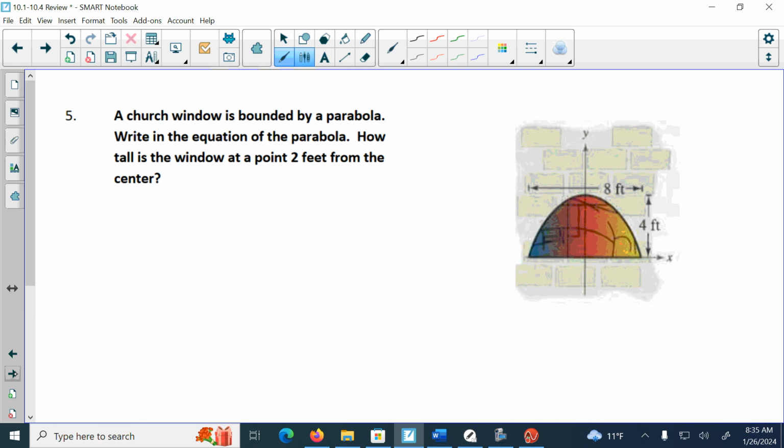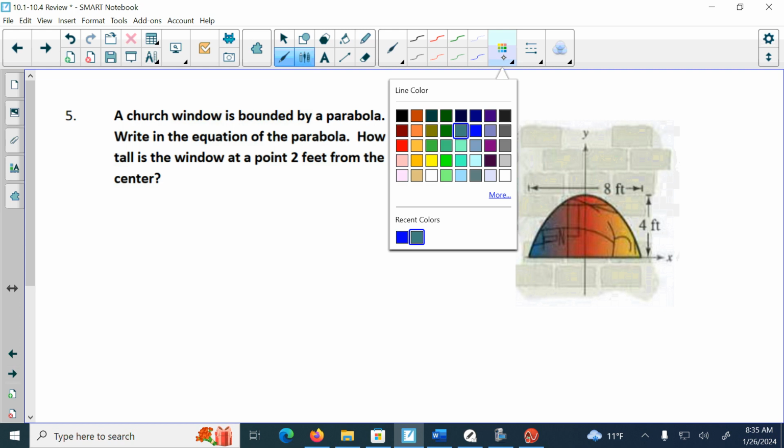Okay, the next one. A church window is bounded by a parabola. Write the equation of the parabola. How tall is the window at a point 2 feet from the center? So if I have this drawing, I get to put my vertex wherever I want.